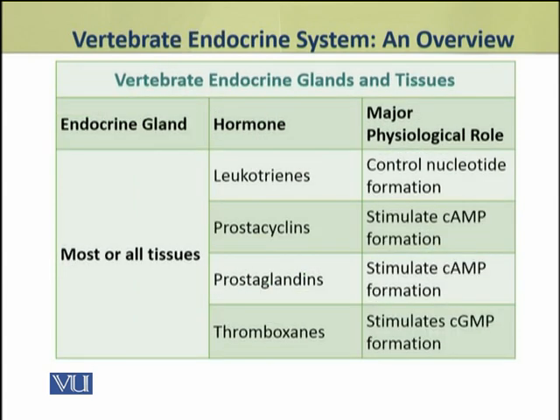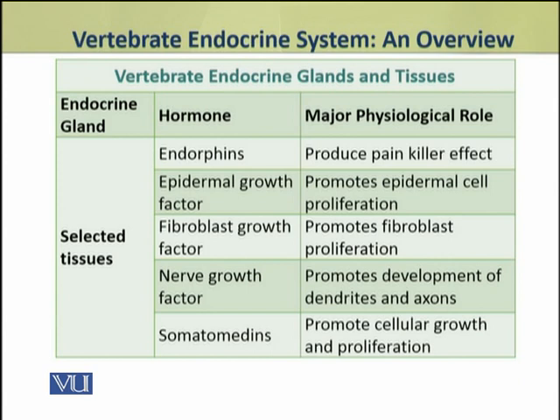Dear students, some hormones and hormone-like substances are produced by most or all tissues of the body. These hormones include leukotrienes, prostacyclins, prostaglandins, and thromboxanes. These control various nucleotide formations and cyclic AMPs and cyclic GMPs. The hormones which are produced by more than one selected type of tissues include endorphins, epidermal growth factor, fibroblast growth factor, nerve growth factor, and somatomedins.